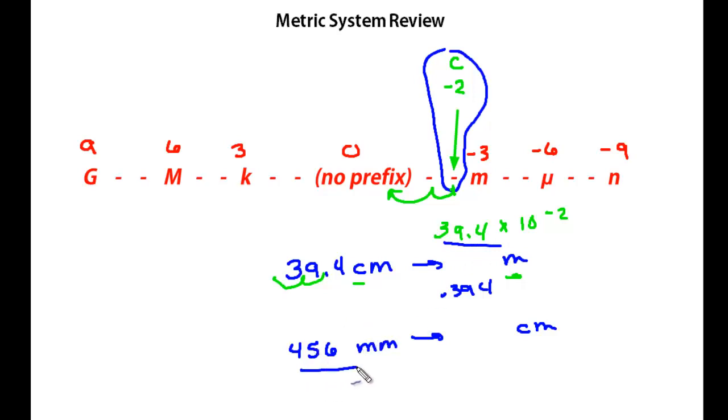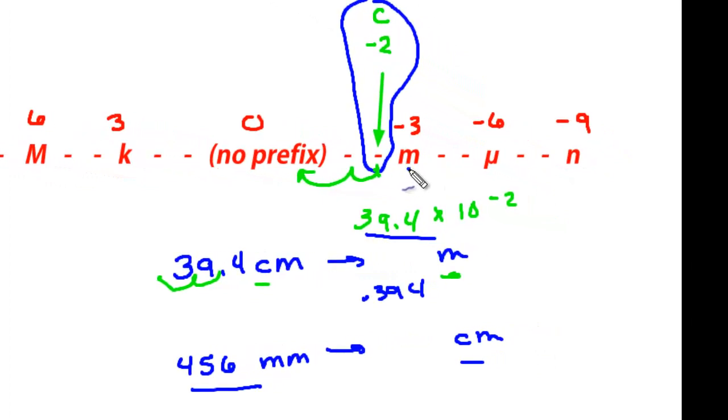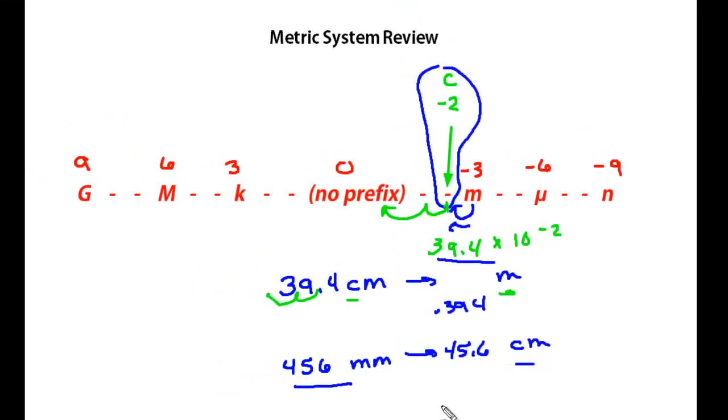Going from, say, 456 millimeters to centimeters, I'm going from the milli to the centi, so I'm only moving one place. I'm moving one place to the left, so that would be 45.6 centimeters. And that's all there is to the metric system. It really is very straightforward. Thank you for your time.